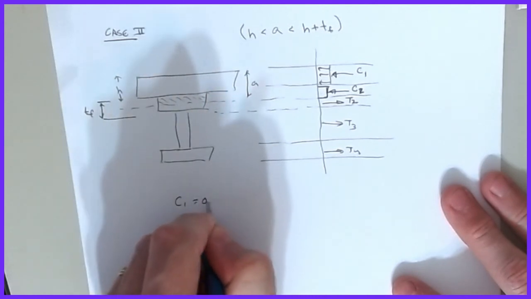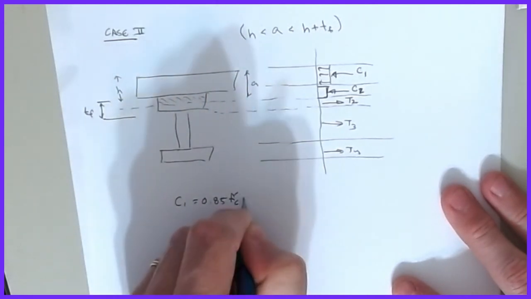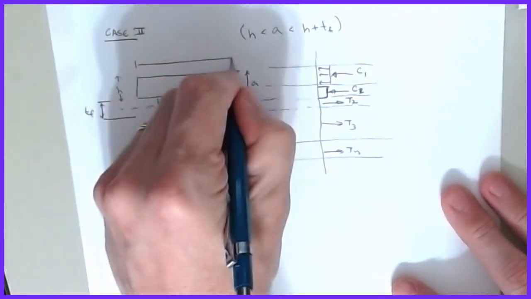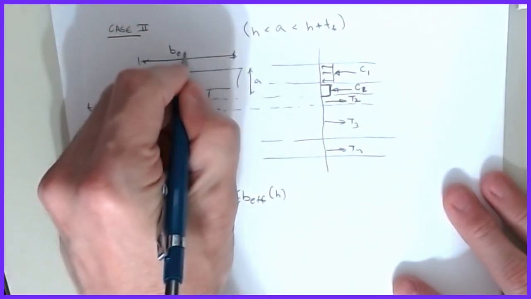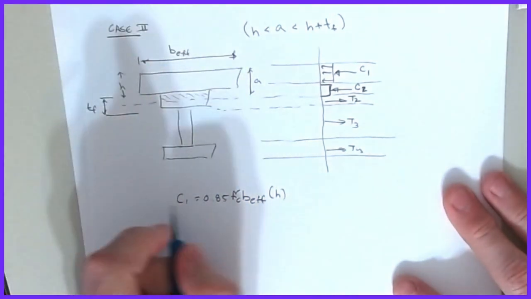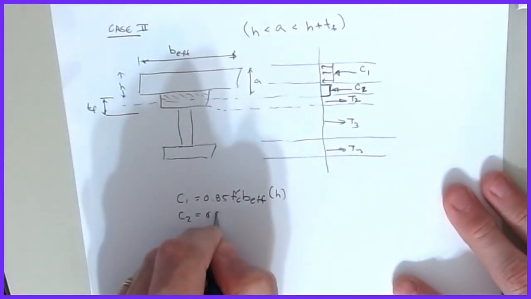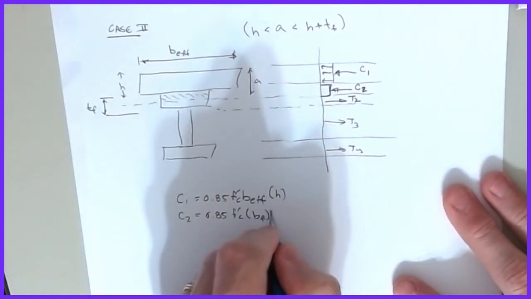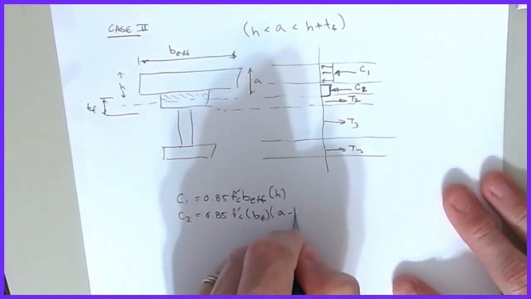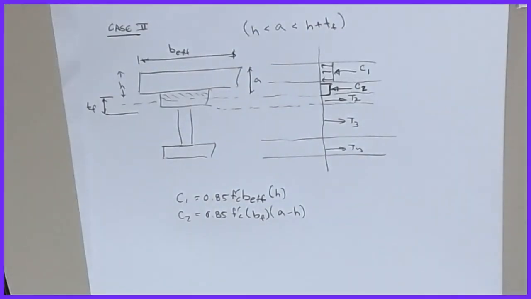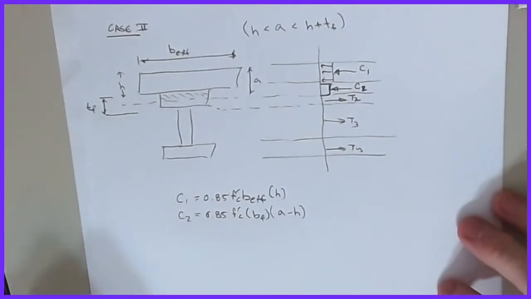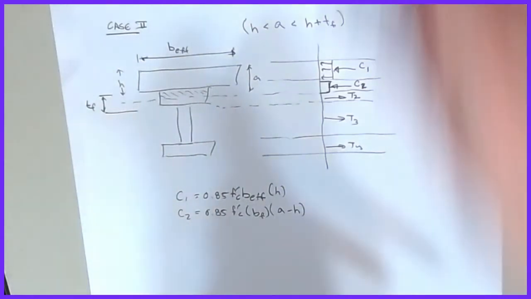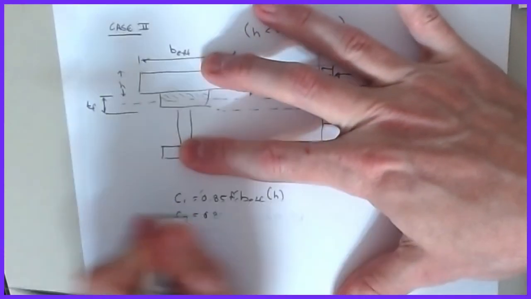So C1 is now 0.85 f'c b effective times h, because again, that was the flange width on this. C2 now is 0.85 f'c, the width of the flange, multiplied by a minus h, because that's what's left of the compression block. Okay, and I lied on that. That's not right. Let's fix it.